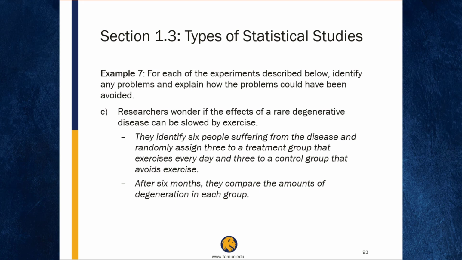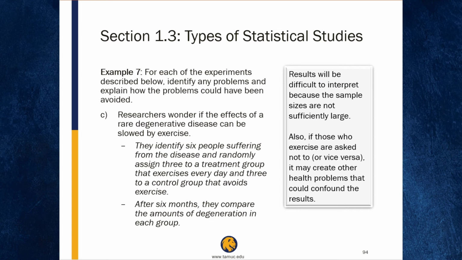Another example says researchers wonder if the effects of a rare degenerative disease can be slowed by exercise. So they identify 6 people suffering from the disease and randomly assign 3 to a treatment group that exercises every day, and 3 to a control group which avoids exercise. After 6 months, they compare the amounts of degeneration in each group. We've got the control group, we've got the treatment group, so at least we have that much. But is there, again, any issue with how this is set up?